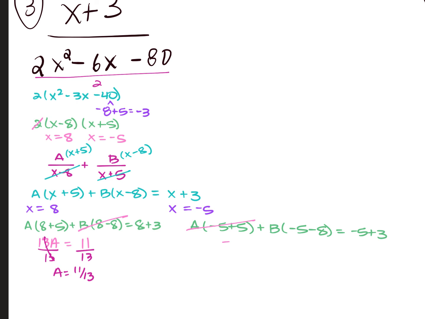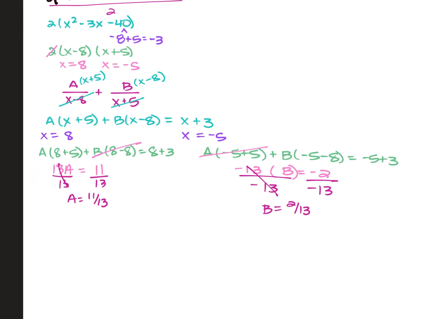Hold on. Negative 13 times b is equal to negative 5 plus 3, which is negative 2. Not plus, this is multiplied. So multiplied by b. If we divide each side by the negative 13, that gives us b is equal to 2 over 13.